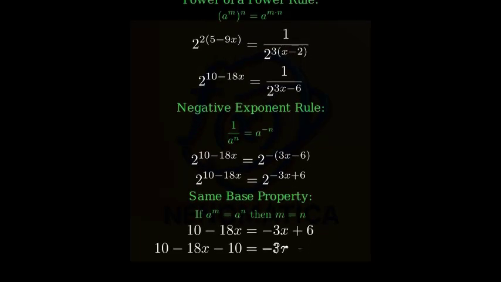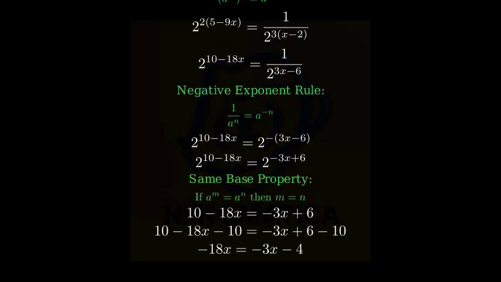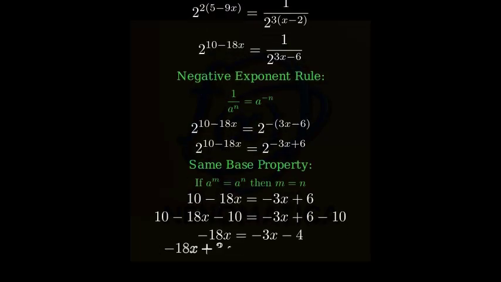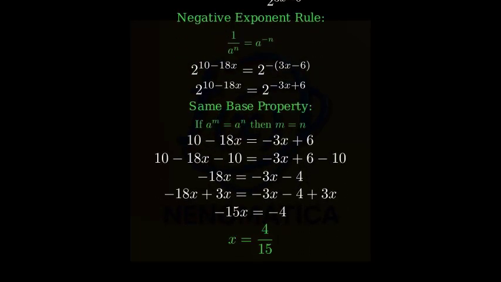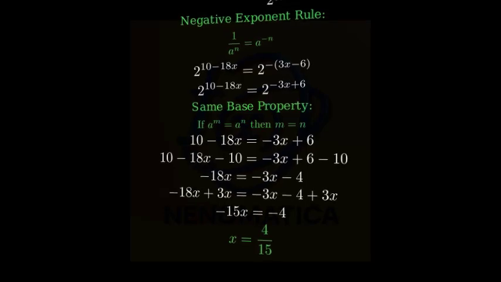Now we can solve for x by rearranging the equation. Let's first subtract 10 from both sides. This gives us negative 18x equals negative 3x minus 4. Next, let's add 3x to both sides. This gives us negative 15x equals negative 4. Finally, we divide both sides by negative 15 to get x equals 4/15.